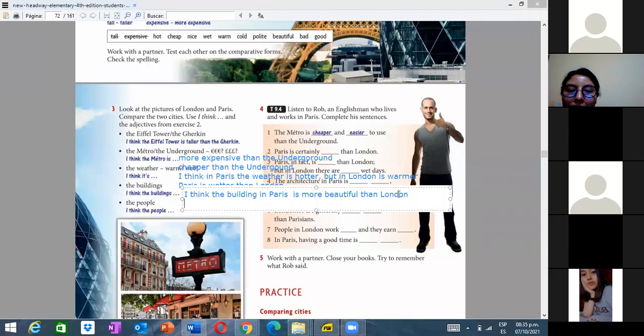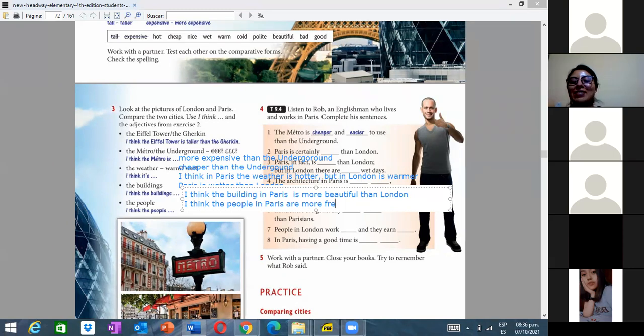What about the people? Something like this. Please. Examples, students. What do you think? How did you do that? I think the people in Paris are more friendly than London. Okay. I think the people in Paris, right? Yes, Miss. Are more friendly than, sorry, London. Than London, right? Okay, yeah, very good. What happened?